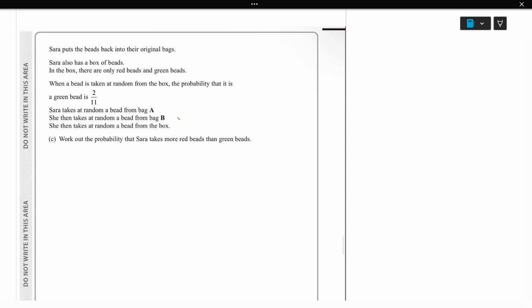Sarah also has a box of beads. In the box, there are only red beads and green beads. When a bead is taken from the box, the probability of a green bead is 2 by 11. So the new box, this is the box of beads. The green is going to be 2 by 11. So obviously red and green are there, so the red is going to be the rest, which is 9 by 11.